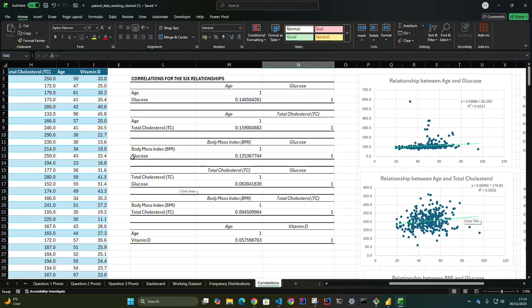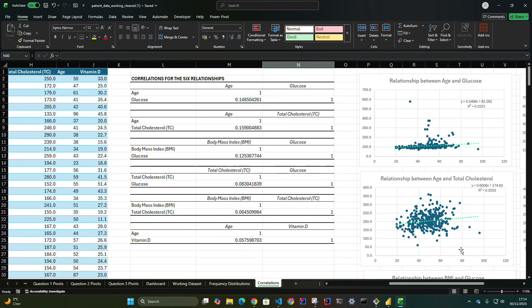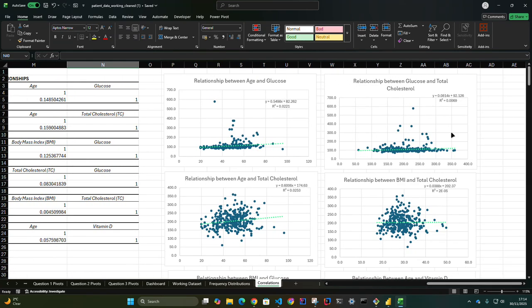The fourth relationship is total cholesterol and glucose. This is a very weak relationship, 0.08. If I look at my chart, it is 0.0069, meaning that glucose explains only less than 1% of cholesterol variation. And as you can see by the trend line, it's almost flat. So glucose and cholesterol don't really go hand in hand together in this data set.